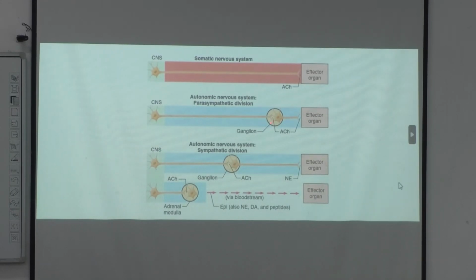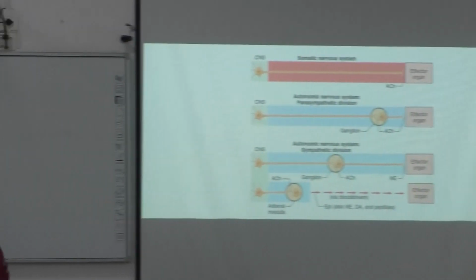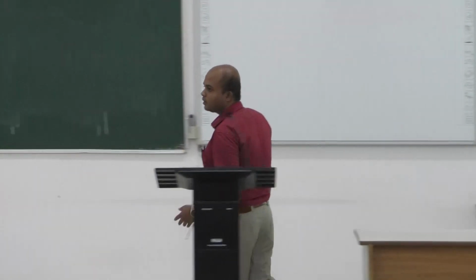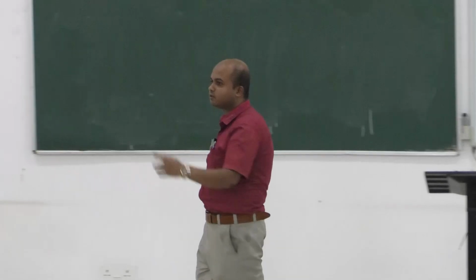See here, same neurotransmitter, acetylcholine. Here also acetylcholine. Between the preganglionic and the postganglionic neuron, the neurotransmitter is acetylcholine. So first the structural difference, and then what is the neurotransmitter? In the somatic nervous system, it is acetylcholine. Do you get it, all of you?